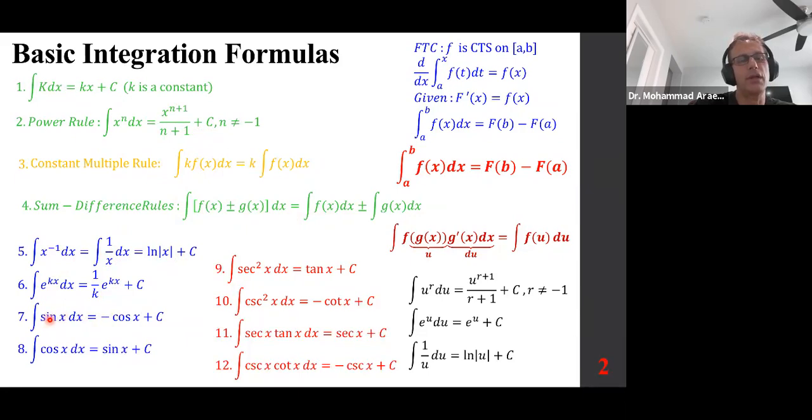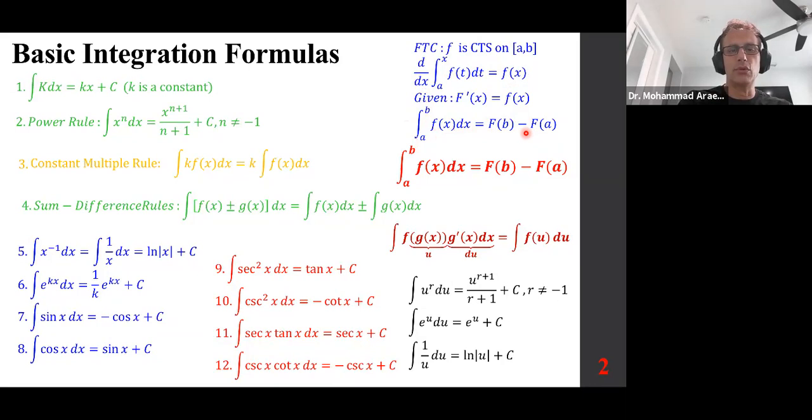The derivative of sine is cosine, but the integral of that is negative cosine. The derivative of cosine is negative sine, and its integral is positive sine. The fundamental theorem of calculus: the derivative of the integration gives you the function back. They undo each other. And of course, this definite integral, the integral of a to b f of x dx, is capital F of b minus F of a.